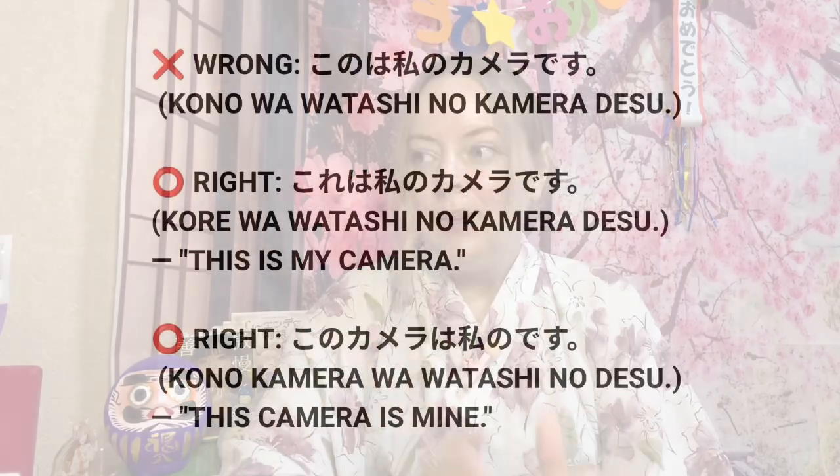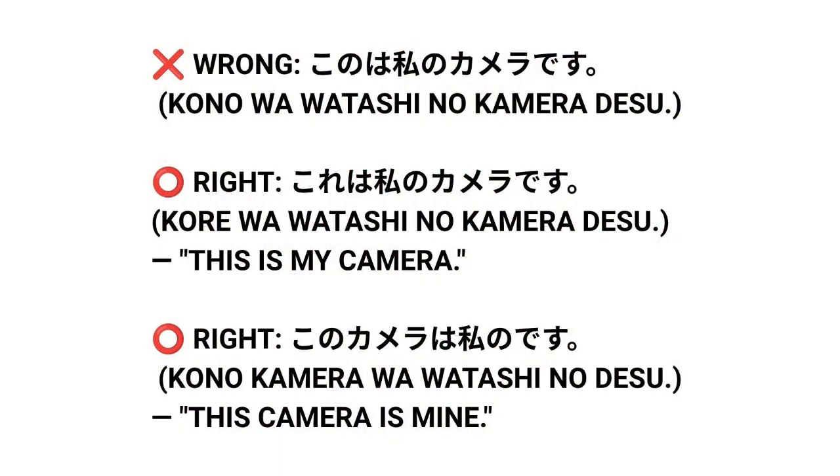So always remember, after この and その we cannot put particle wa or ga. We don't use it with any particles. We use it with a noun. Never say like this: このは私のカメラです。The right way is これは私のカメラです。This is my camera. Or このカメラは私のです。This camera is mine.